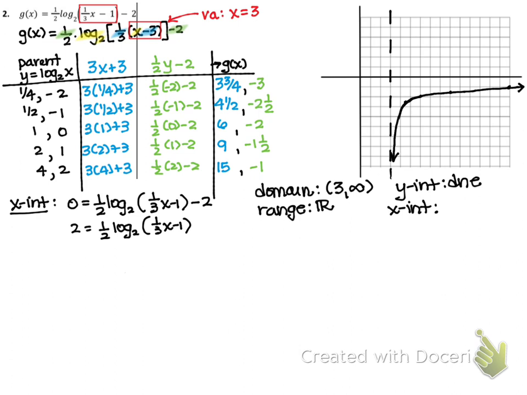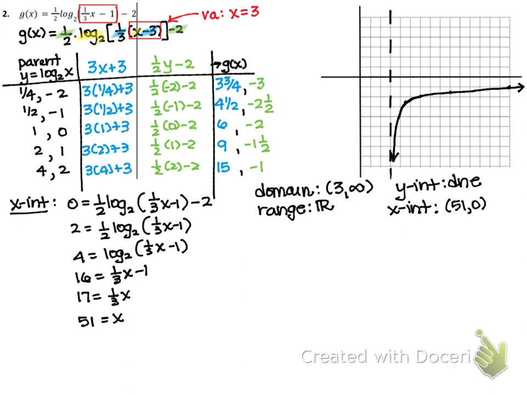I'm going to divide by half or times. That's going to give me a 4. Okay, 2 to the 4th is going to give me 16. Add the 1. And then times by 3. Holy, this thing's at 51. Okay, so my x-intercept is at (51, 0). Okay, what else? Transformations for sure.